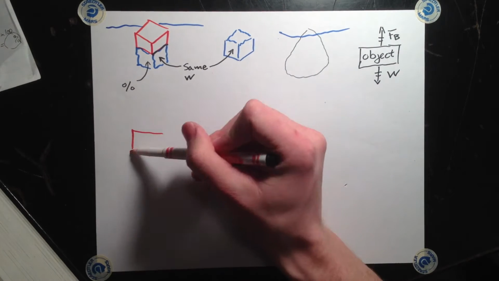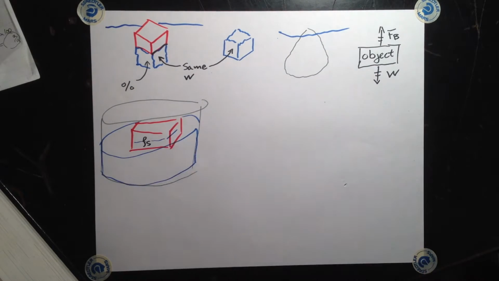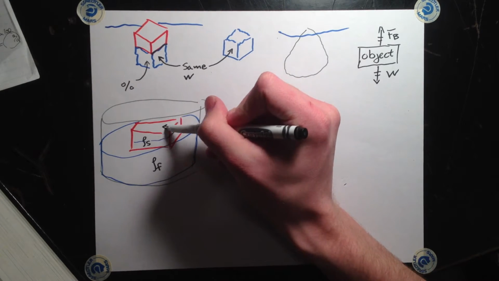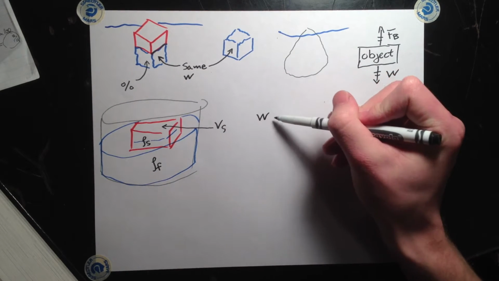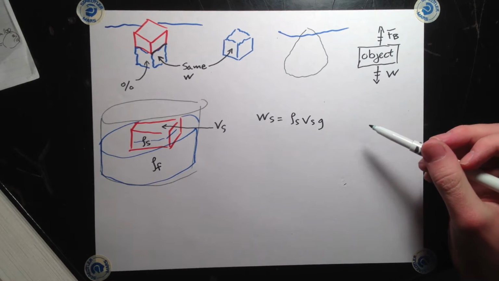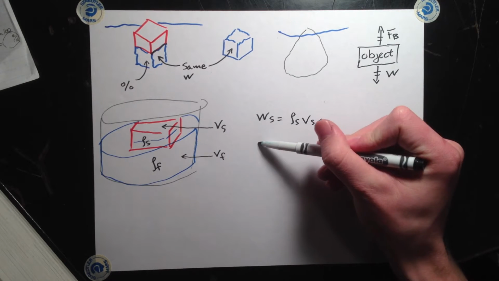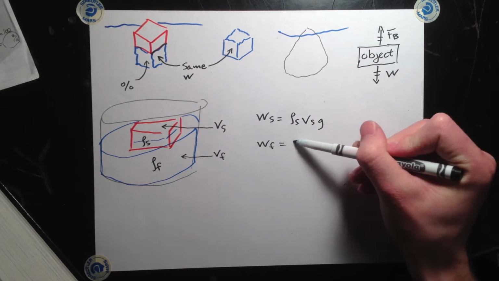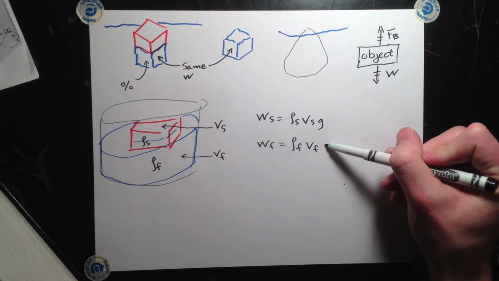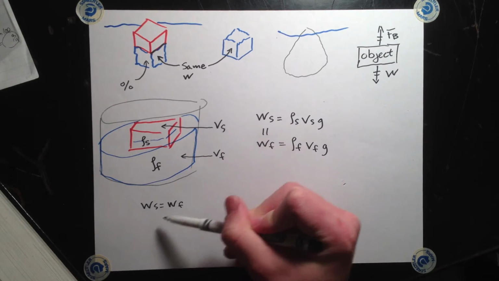Consider then a solid density, d of s, floating in a fluid of density, d of f. The solid has a volume v of s. Its total weight is the weight of s equals the d of s times volume of s times gravity. Similarly, the weight of a volume v of f of a displaced fluid is equal to the weight of f equals the density of f times the volume of f times gravity. Equating these weights, we find the following.